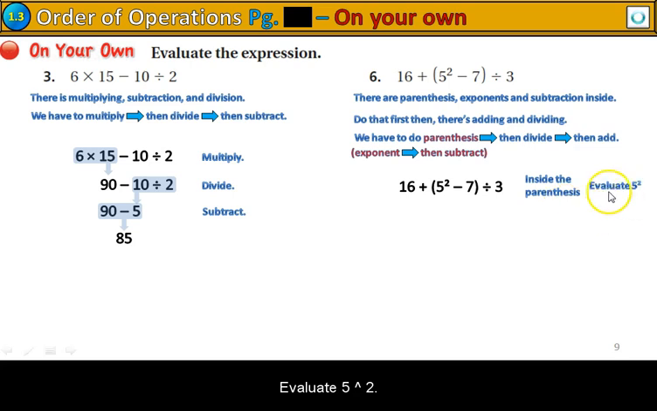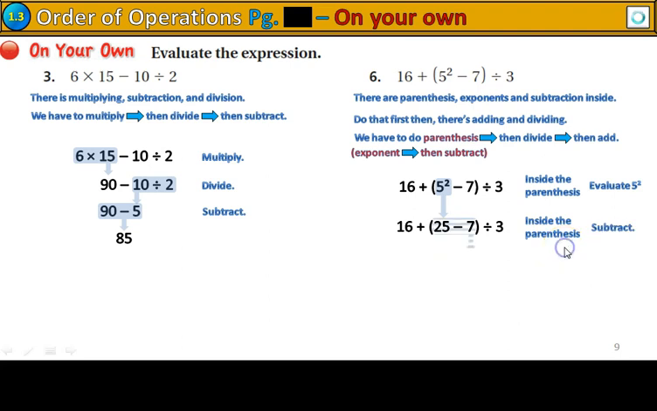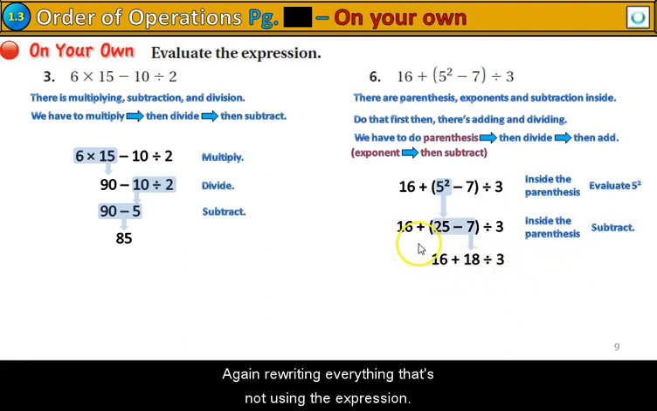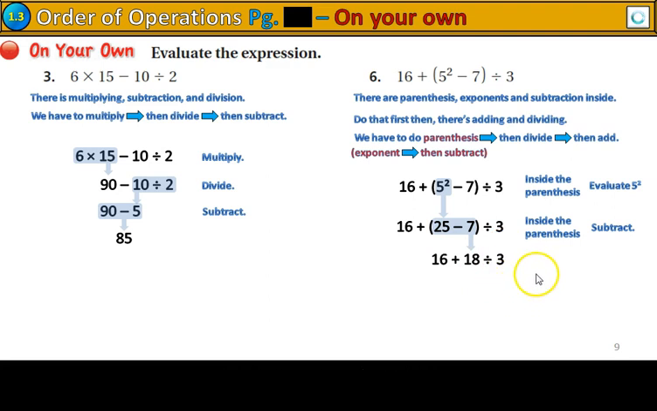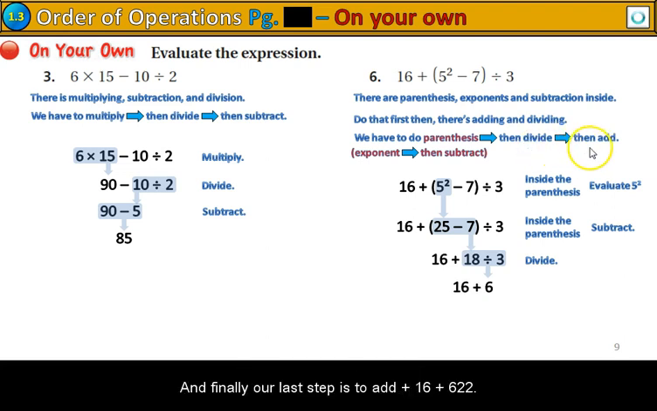So inside the parentheses, we have to evaluate 5 to the power of 2. This is not 5 times 2. It's 5 times 5 and gives us 25. We rewrite the rest of the problem. And now we have to subtract in the parentheses, 25 minus 7, and that gives us 18. Again, rewriting everything that's not used in the expression. Our next step is to divide 18 divided by 3, and we get the result of 6. And finally, our last step is to add, and 16 plus 6 is 22.